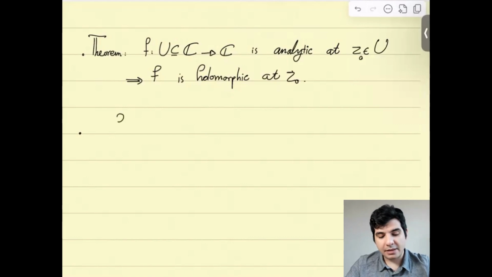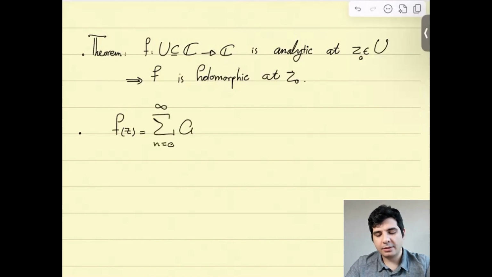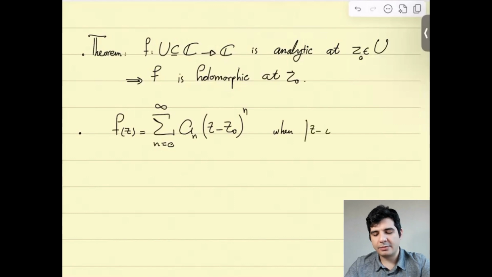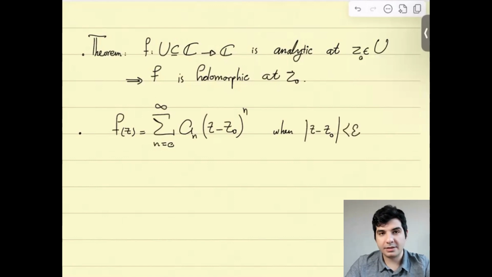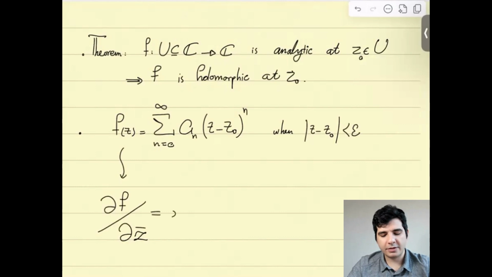So since f is analytic, it means there is some positive epsilon so that on the epsilon neighborhood of z naught, f is equal to a power series like this, when the distance between z and z naught is less than epsilon. And from this, we want to show f is holomorphic. We would like to show the partial derivative of f with respect to z bar is 0. This is what we would like to do, right?